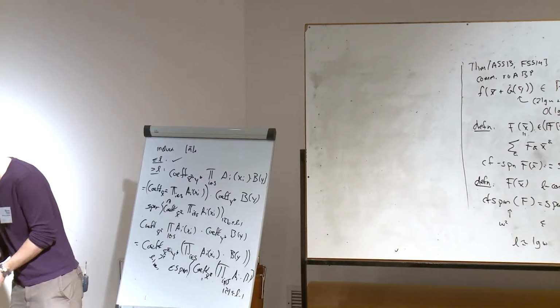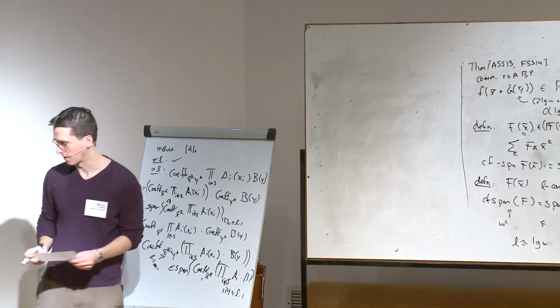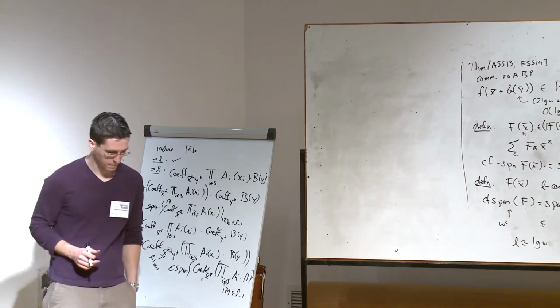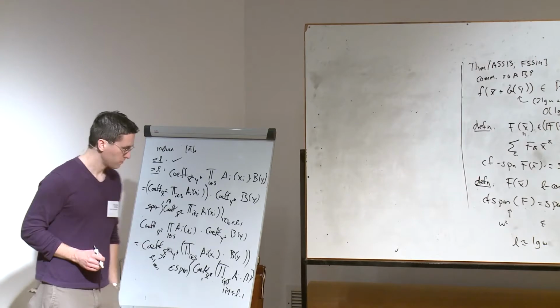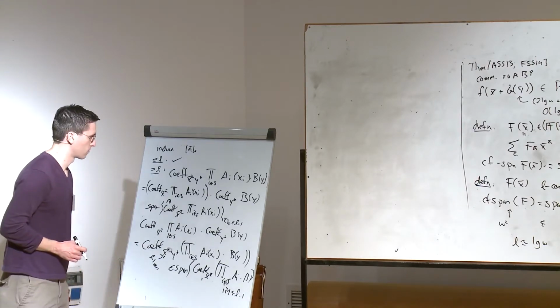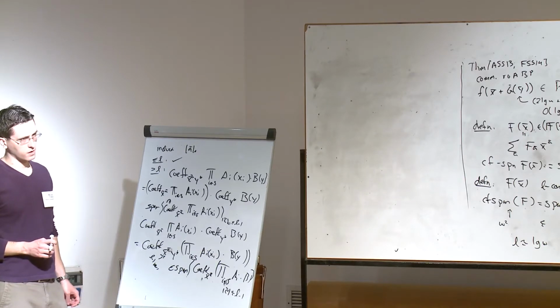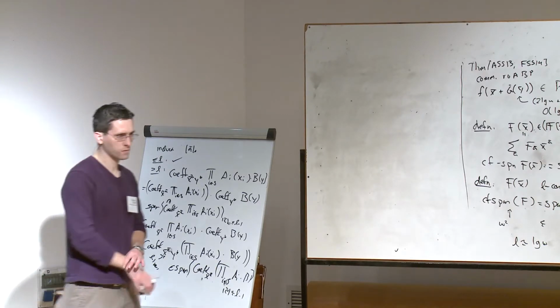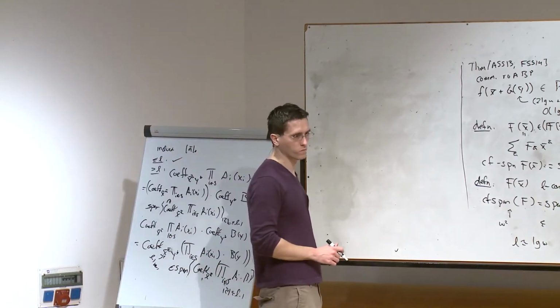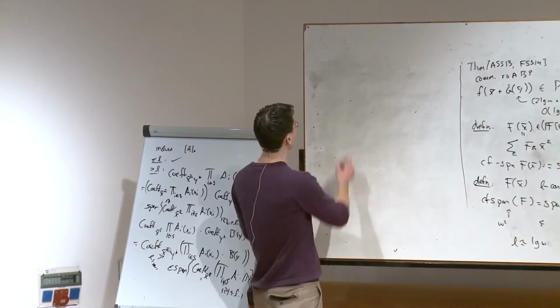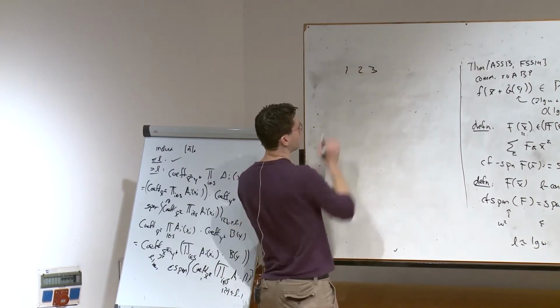I guess the point is when you are using the induction hypothesis on the A's, the subcircuit. For example, let's say A is 1, 2, and 3. Now the rank concentration could say that it's a span of 1, 2, 1, 3, and 2, 3.